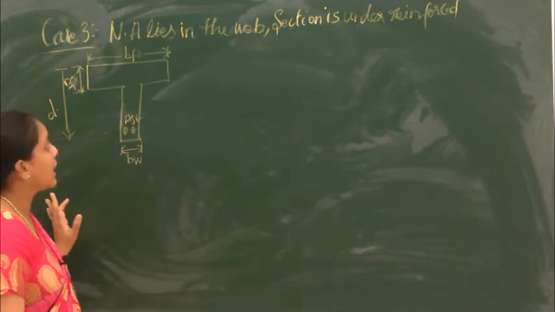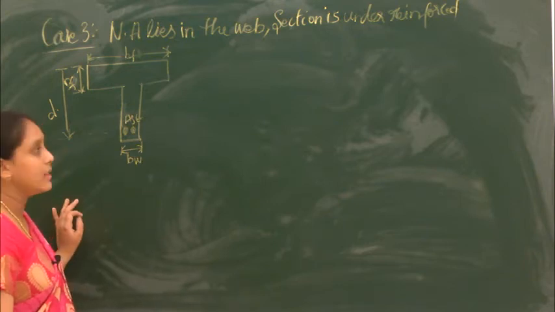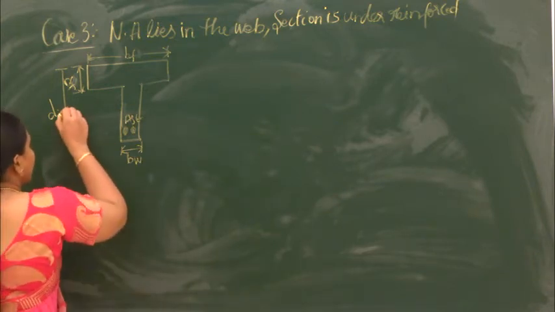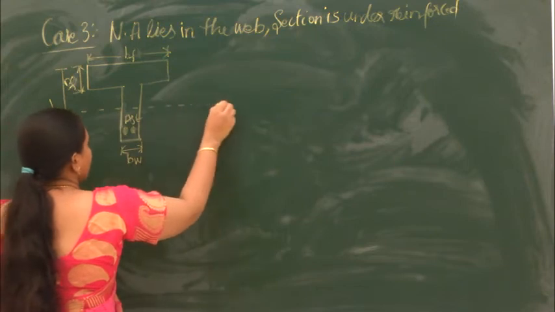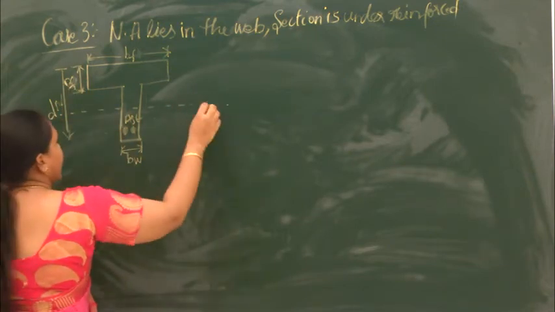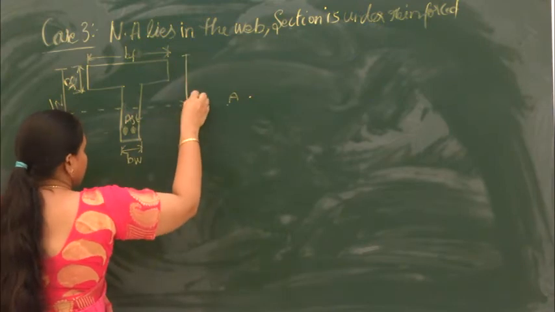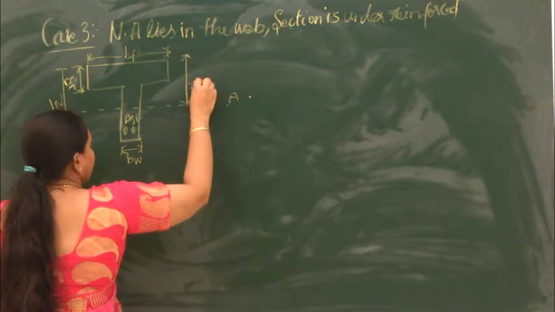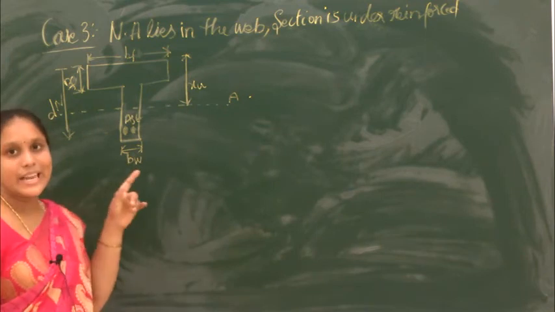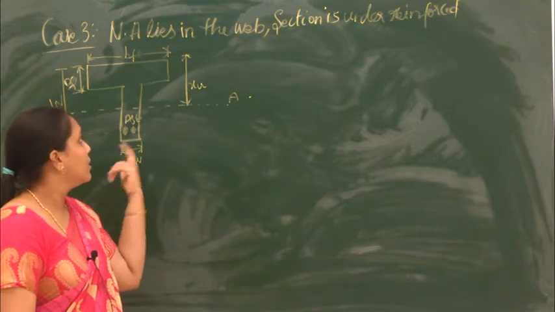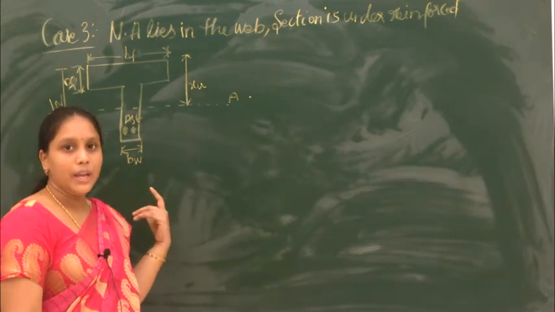Now what? The neutral axis is lying in the web. So let us suppose somewhere over here the neutral axis is lying at N. So what will be the distance? The distance will be xu. As it is an under reinforced section, xu will be xu.